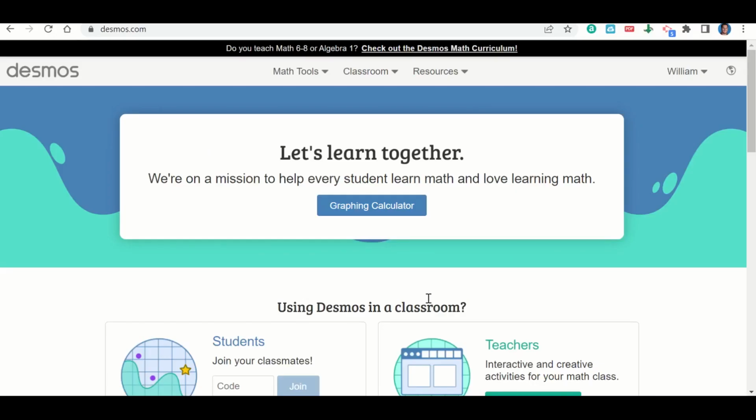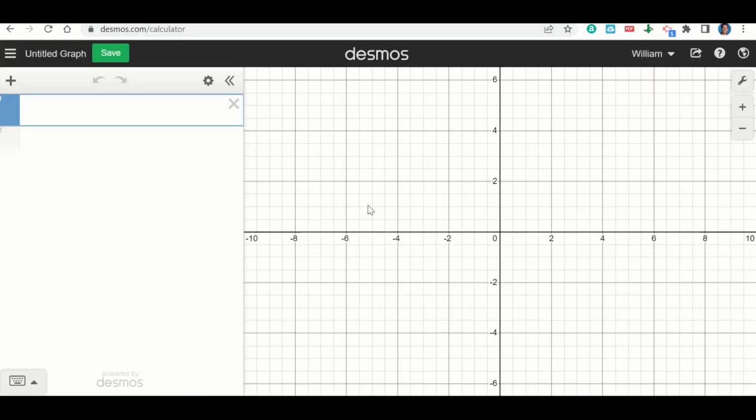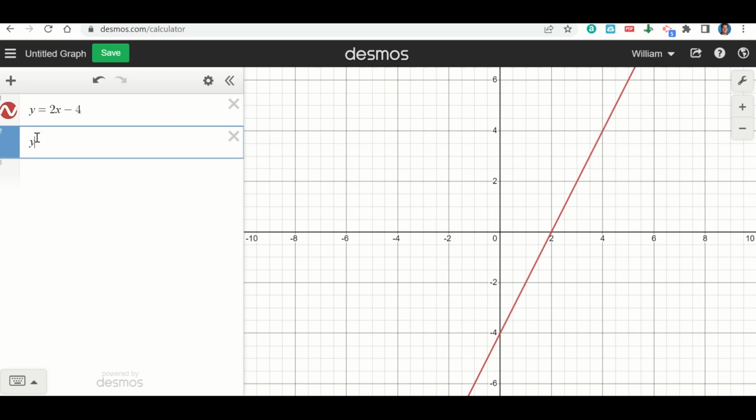Let's talk now about how we can use Desmos to check our work when dealing with systems of linear equations. So first thing we're going to do is go to desmos.com, which is here, and we're going to click on Graphing Calculator. Now, this allows us to type in our equations over here. So let's go ahead and put in an equation. So let's say it's y equals 2x minus 4. So there's our first equation. Now we're going to type in our second equation. So we're going to go to the line below it, and let's say it's y equals -2x plus 4.